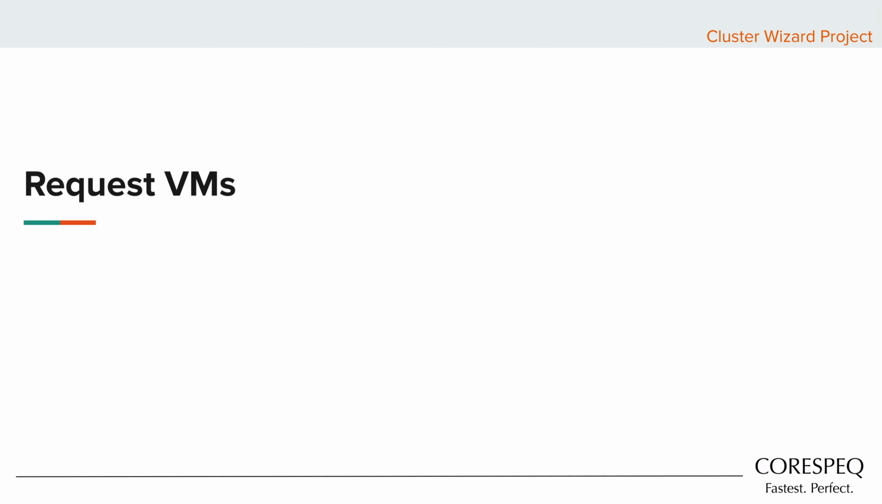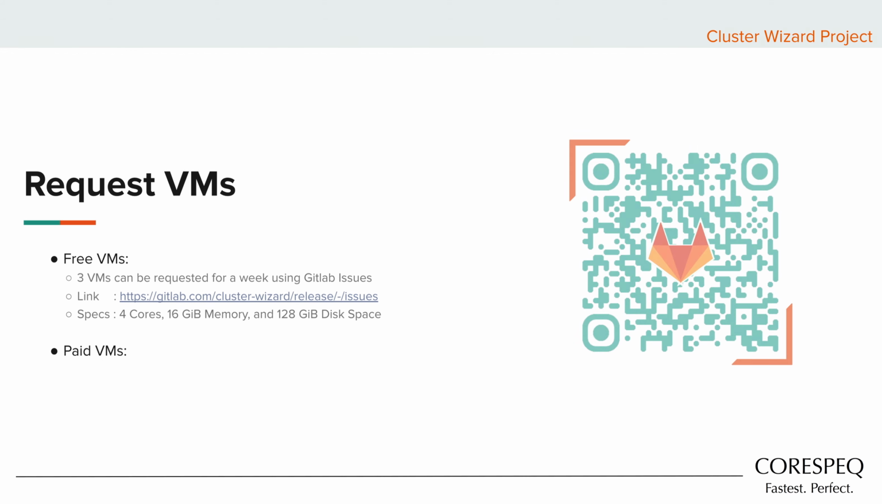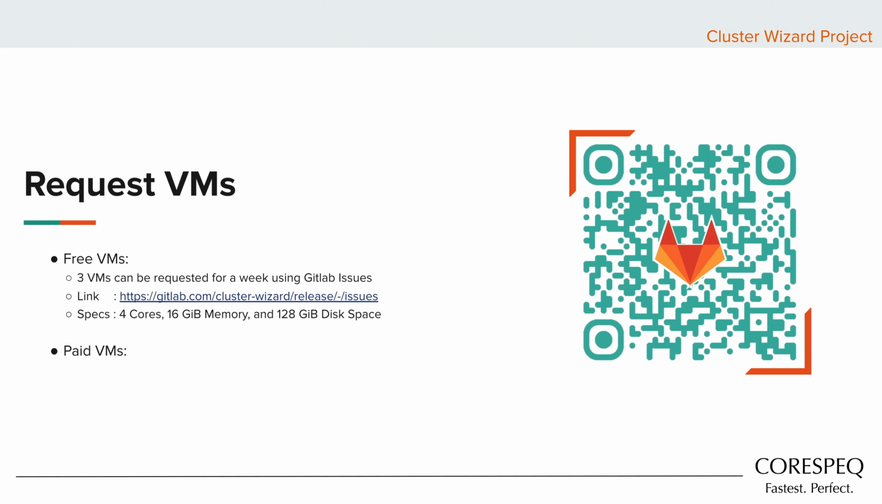Request VMs. Cluster Wizard offers a free and paid option to request VMs. You can request 3 free VMs for a week by submitting a GitLab issue. Please follow the provided link or scan the QR code to visit the issues page. Our free tier VMs feature 4 cores, 16 GB of memory, and 128 GB of disk space.